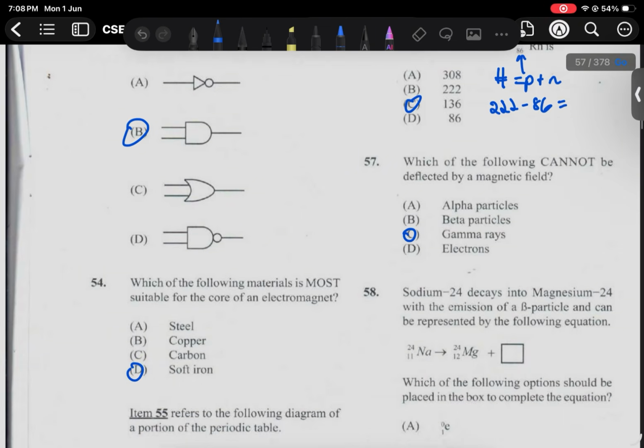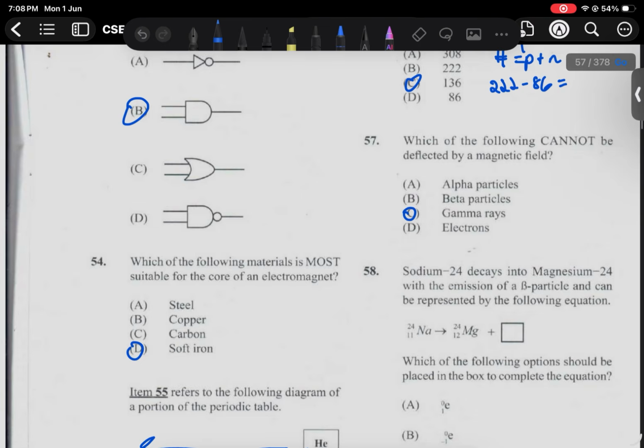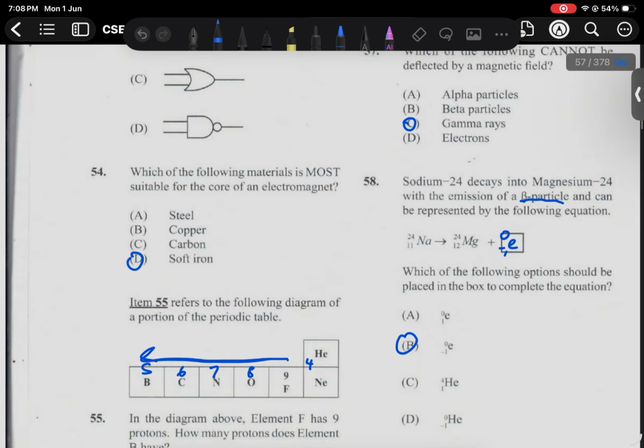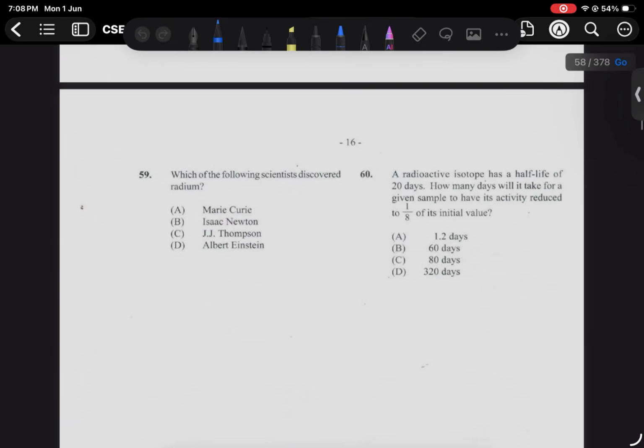Sodium 24 decays into magnesium 24 with the emission of a beta particle. Beta particles are fast moving electrons with a negative charge. Each of the following options should be placed in the box to complete the equation. That would be: which of the following scientists discovered radium?